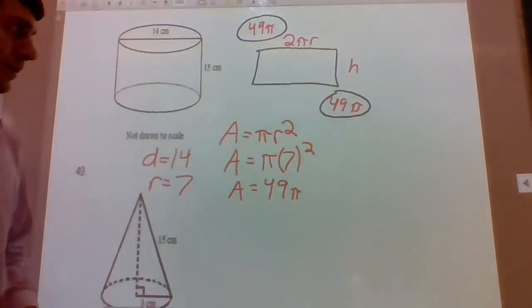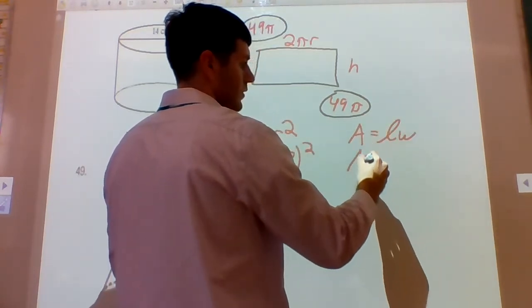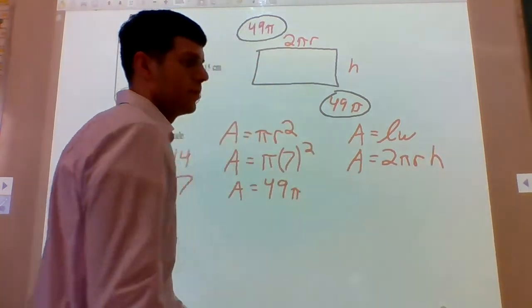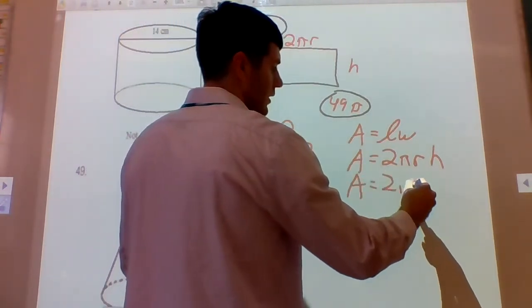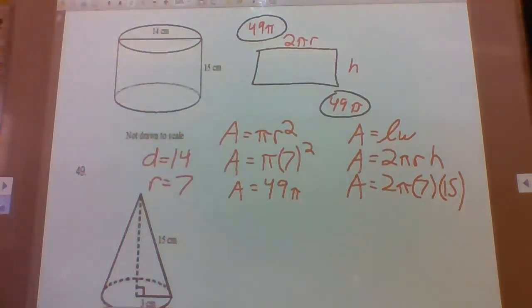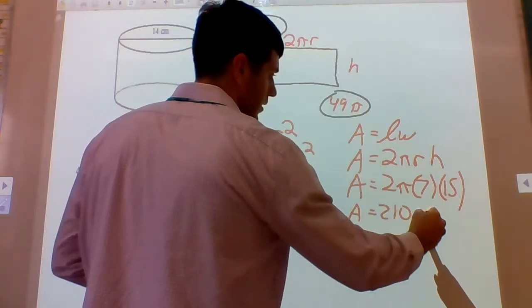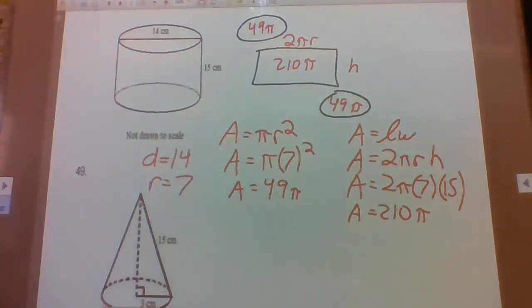If we want to find the area of this rectangle, the area of a rectangle is length times width. The length of this rectangle is 2 pi r, and the width is simply the height. So 2 pi r h. The area equals 2 pi times the radius, 7, times the height, 15. So it's going to be 210 pi.